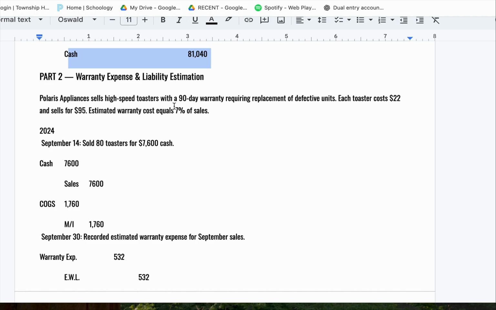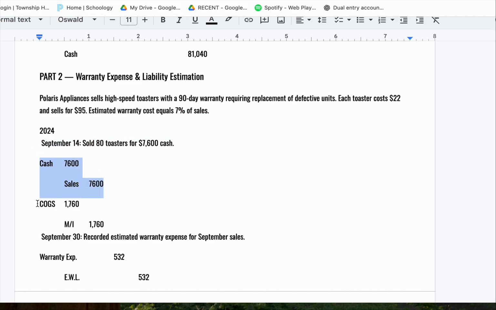So we know that our customers are going to return products, they're going to need repair, they're going to need replacements. And so because we know that, and because it's a significant amount of our revenue, we need to expense it during the period in which we make the sale. And so we have to use our best estimate as to how much of that warranty is going to get used and then apply it to that month's sales. So this one right here is just selling toasters.